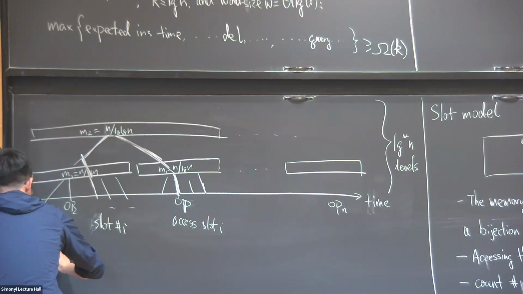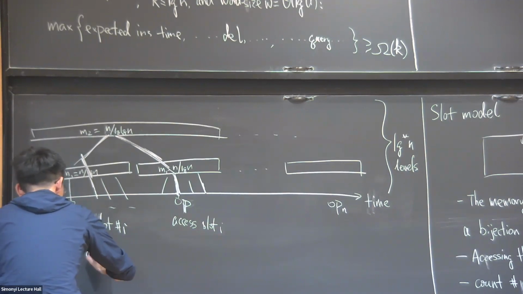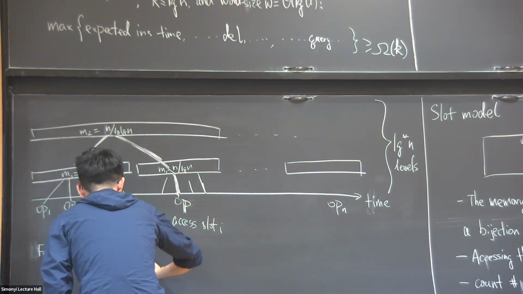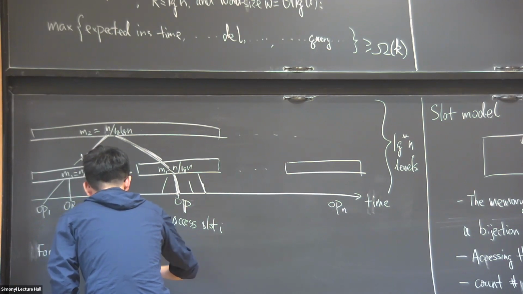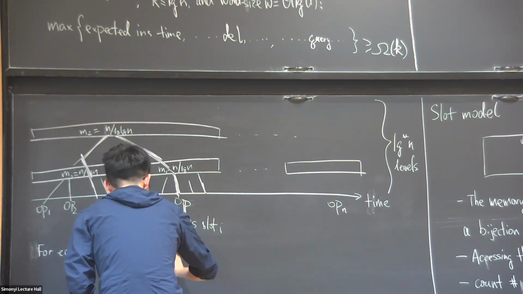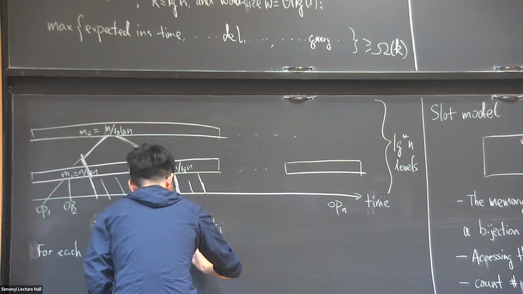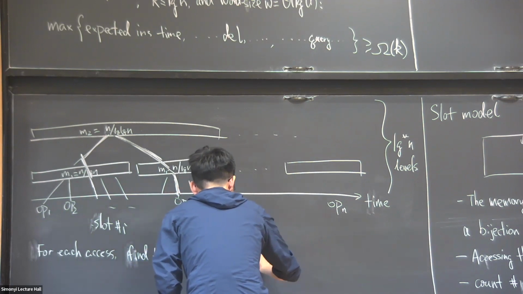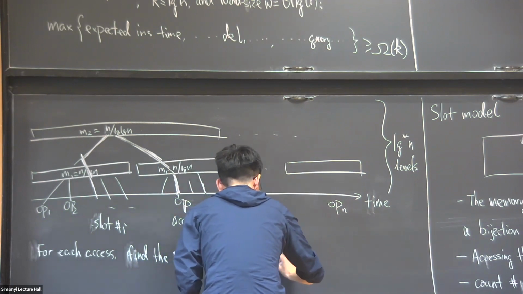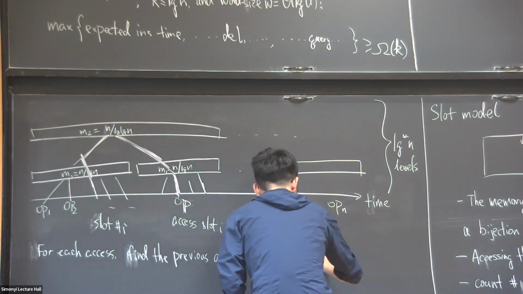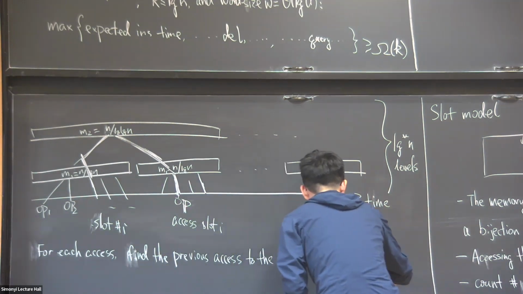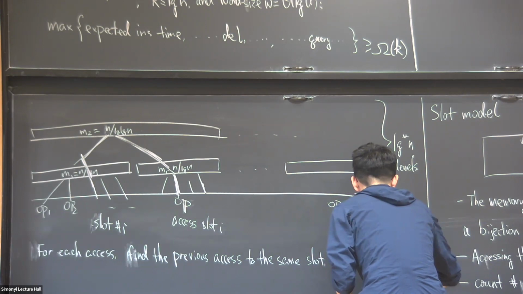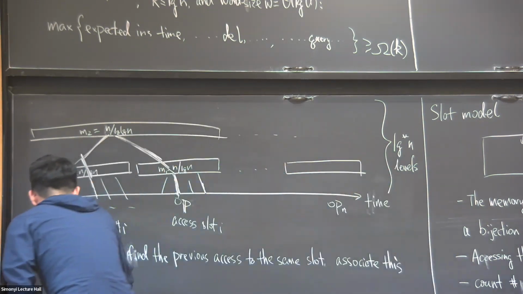So for each access, we find the previous access, the last access to the same slot. Then we associate this one to the LCA of these two nodes.